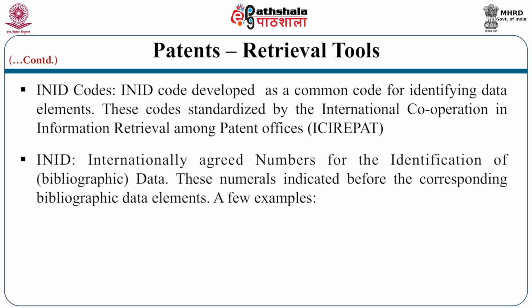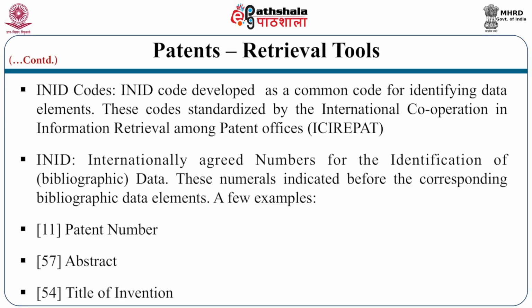INID actually stands for Internationally Agreed Numbers for the Identification of Bibliographic Data. There are numerals and they are language independent. I will just give you two examples. For instance, 11 stands for patent number, 57 stands for abstract. One more example is that 54 would be the title of invention. These codes can be used in the creation of in-house databases.